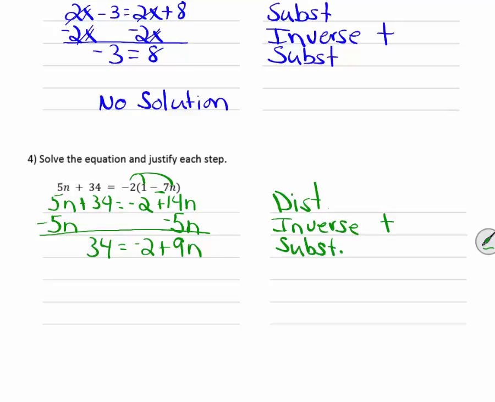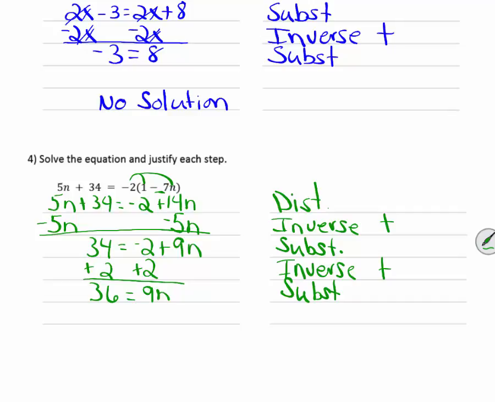Substitution. Now I have to move my constant. So I'm going to add 2 to both sides. That's an inverse property for addition. Then I'm going to do the math. 36 equals 9n. Substitution. Then I have to cancel my coefficient. That's inverse for multiplication. And you, again, could show it as division like I did. You could show it as multiplying by the reciprocal. Inverse is always going to be followed by substitution as I do the math. So n equals 4.